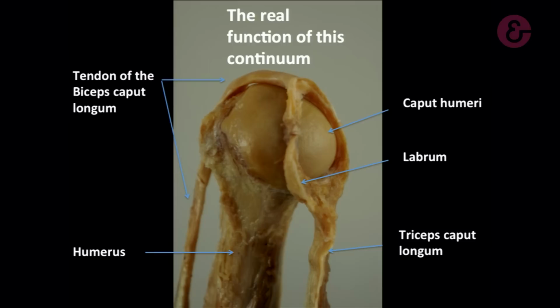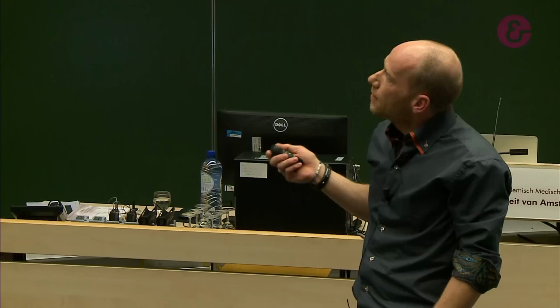Because we know that in the books it's written that the biceps gives flexion of the elbow and anteflexion of the arm, the triceps is extension, and the biarticular part of the triceps is extension of the shoulder. I will come back to that in a sec. It's not only the biceps with the continuum.